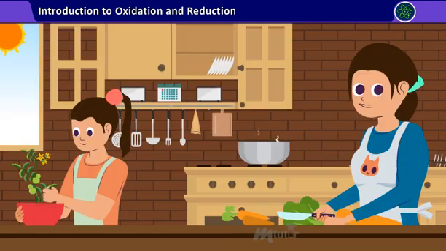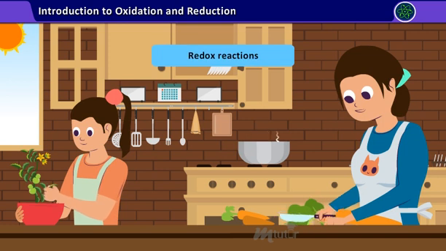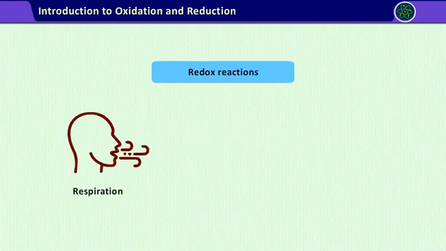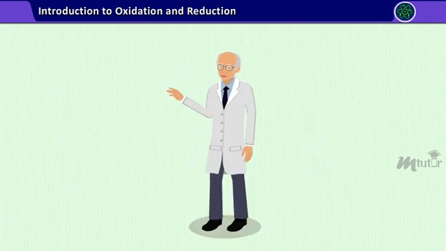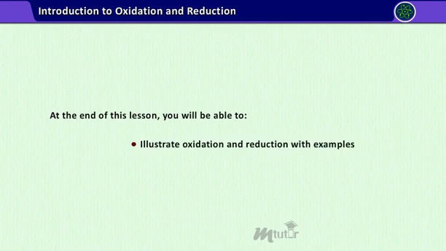You may also find it quite remarkable that almost 1/3 of the chemical reactions taking place come under the combination of oxidation and reduction, called redox reactions. Redox reactions include different types of chemical changes that occur in respiration, combustion of fuels, decomposition, etc. So, to learn how the redox reactions work, let me explain them in this video. Thus, at the end of this lesson, you will be able to illustrate oxidation and reduction with examples.